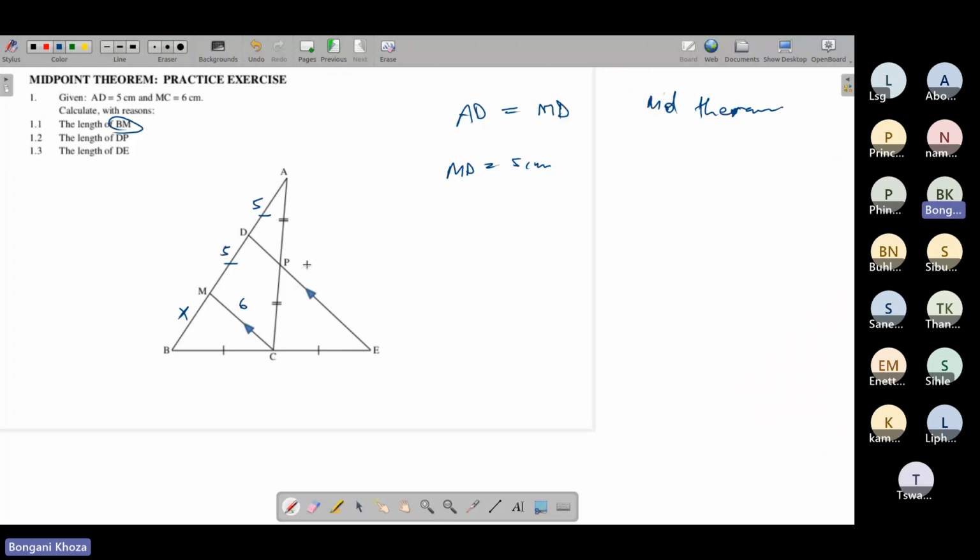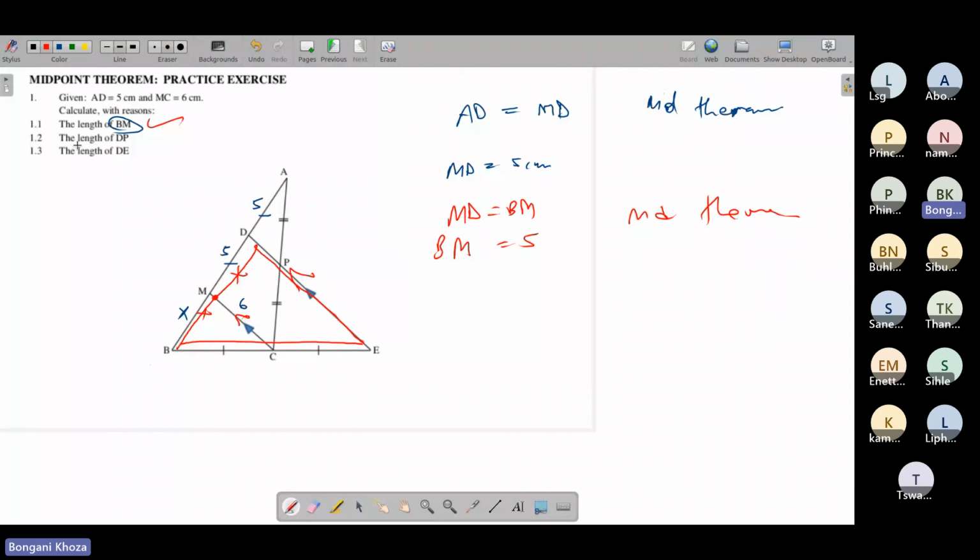After that, let's see which other triangle we can use. On this triangle, you have this side parallel to this side. It means that this guy is equal to that one. That means M here is still a midpoint. So you can still say MD equals BM, midpoint theorem as well. And then that means BM equals 5. So we are done there.